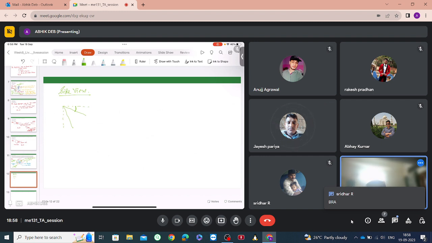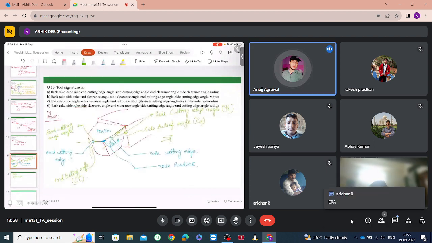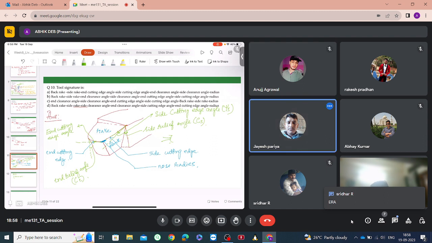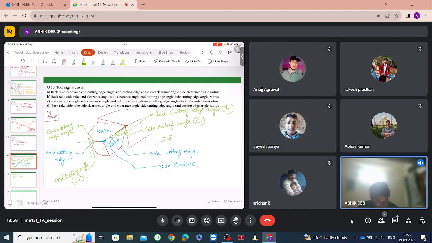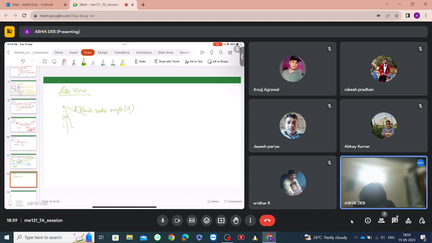alpha. Okay, and what is this? Clearance angle. Yes, which clearance angle? End relief. Yes, end clearance angle. See this angle, this is the angle that we are seeing. If we see from this side, we will see this angle, right? So this is the end relief angle.